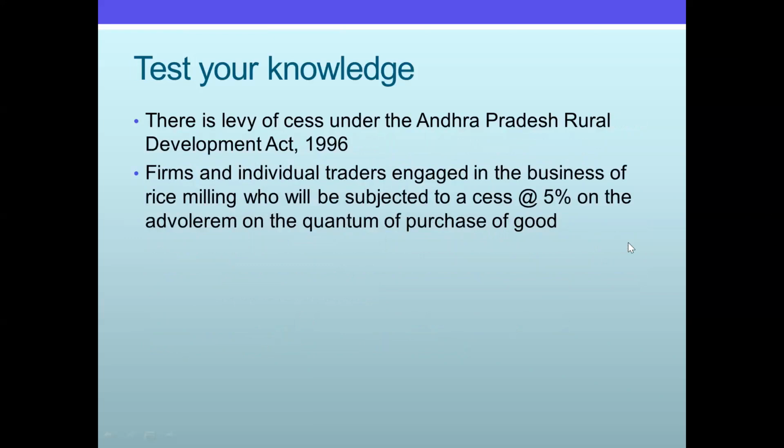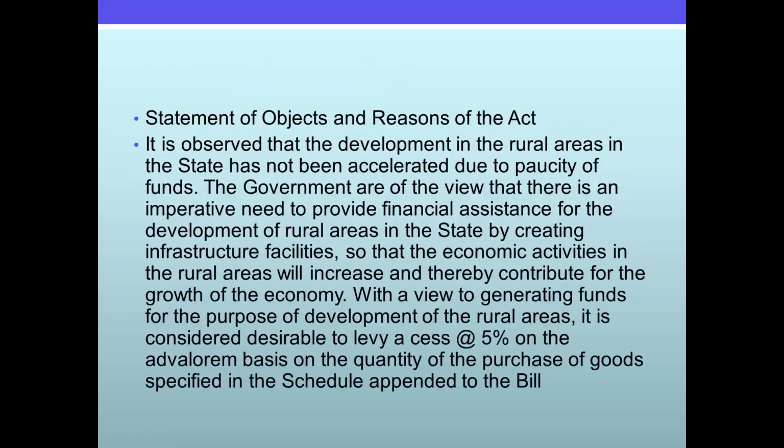There is a levy of cess under the Andhra Pradesh Rural Development Act of 1996. Who are being imposed with this cess? Firms and individual traders who were engaged in the business of rice milling were subjected to a 5% cess whenever they purchased the goods. The statement of objects and reasons of the act read thus.